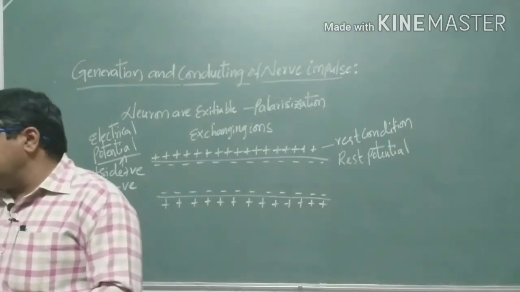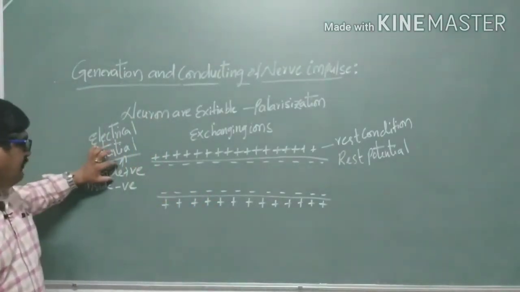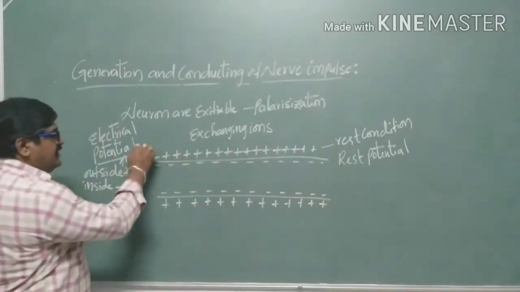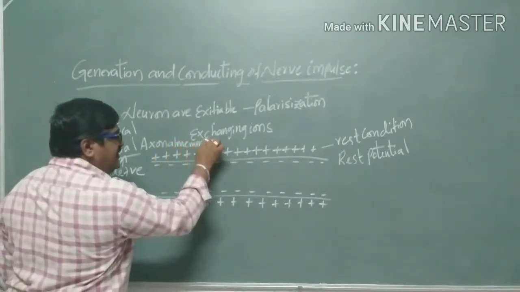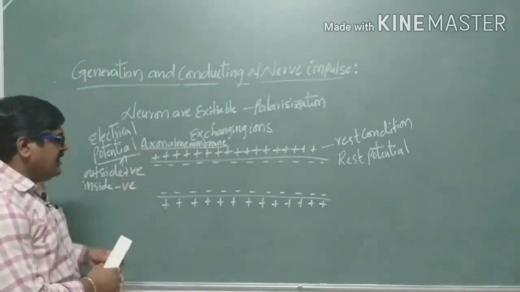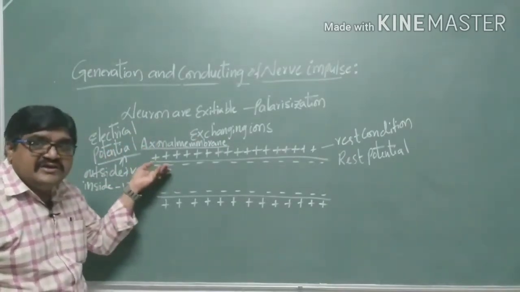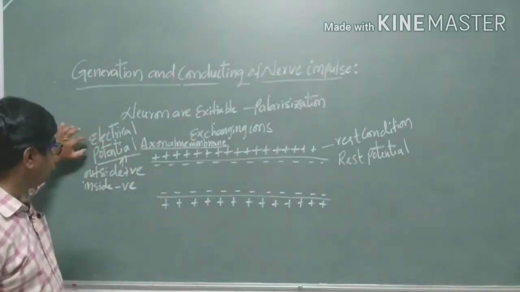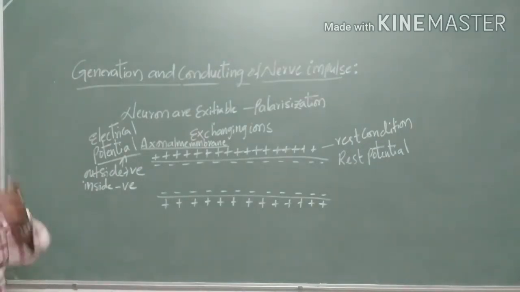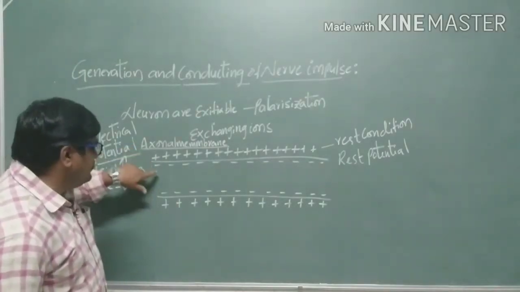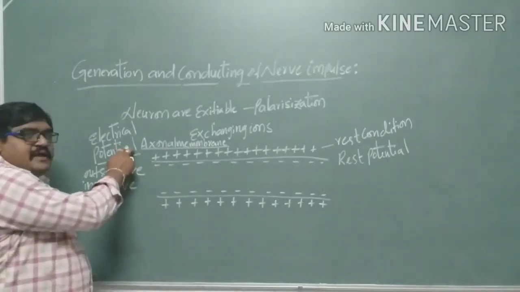Here, the outside of the axonal membrane is positively charged. That means it is an axonal membrane. The axonal membrane has positively charged ions outside and negatively charged ions inside. So this condition is called an electrical potential. That means this charge difference, outside positive and inside negative, is called an electrical potential.